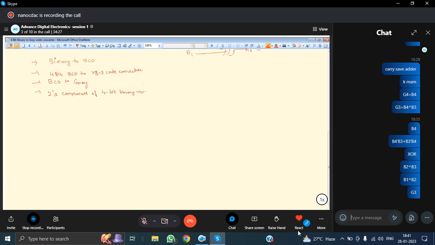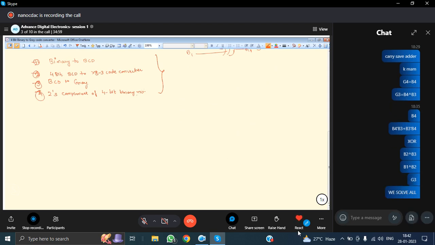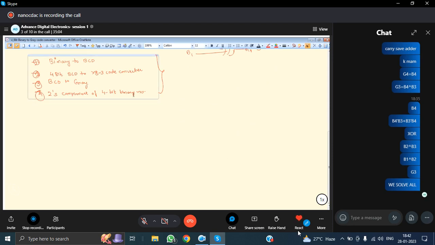We know the procedure, only thing is we need to draw the logic diagram. Which of these will you solve, what should I solve, tell me, your choice. What do you want me to solve? You will solve all, huh? Okay, good, fine.